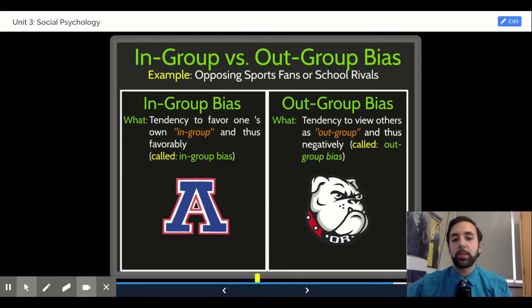What's really important here, some students can kind of confuse how this works. If you see in-group bias as a bullet, you need to talk about how you view your group members favorably.